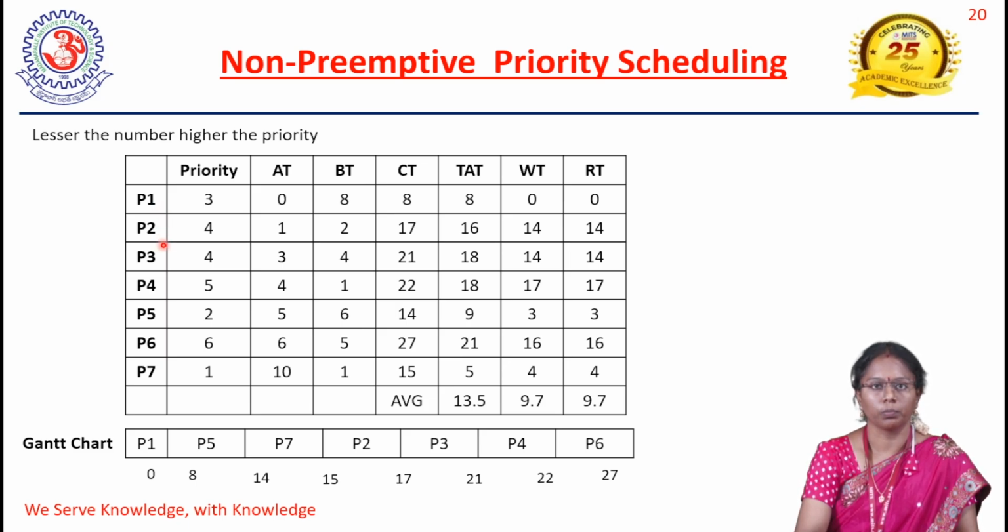If the priority scheduling is preemptive, then if P1 is executing and at the same time P2 arrives with a higher priority compared to P1, I can interrupt it.